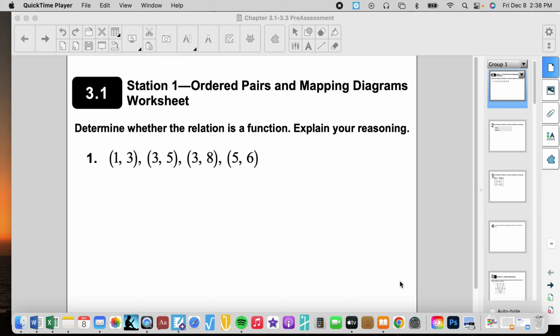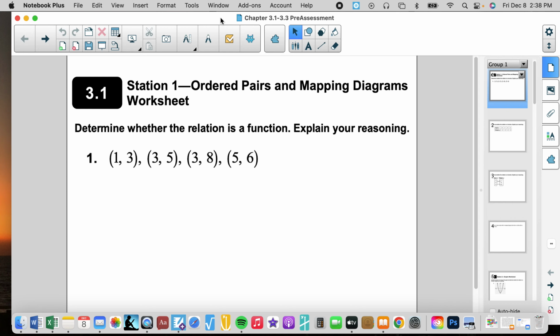This is a pre-assessment working on sections 3.1 through 3.3. So we're going to go over all of the concepts and the ideas that are going to be assessed from this first half of chapter 3 dealing with functions.